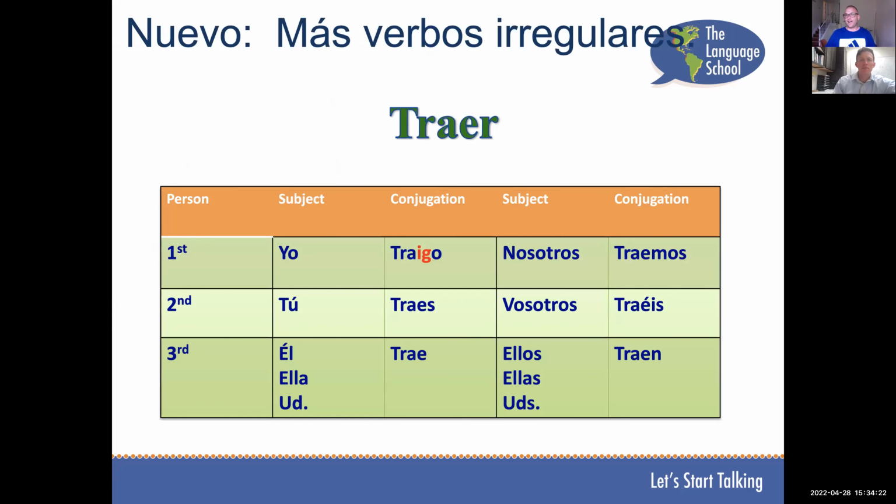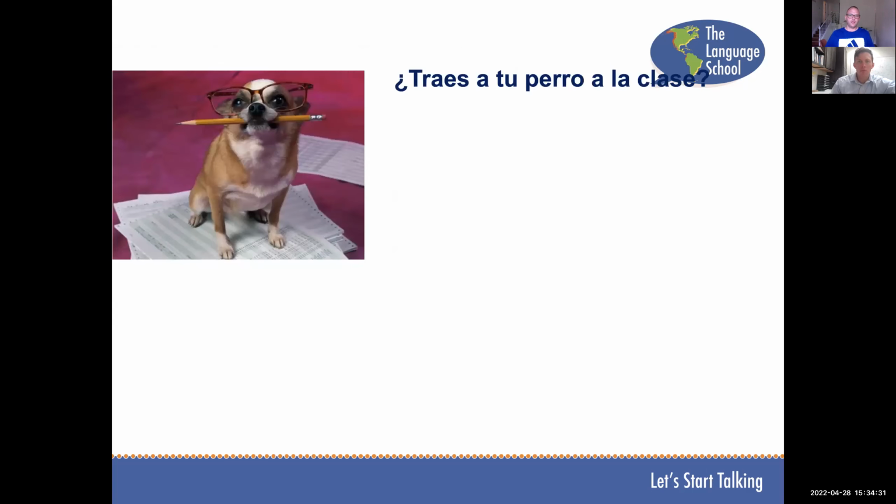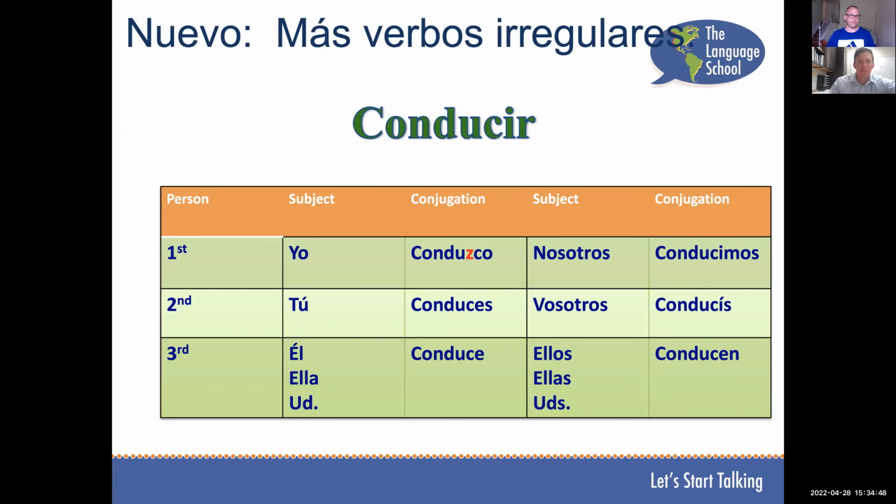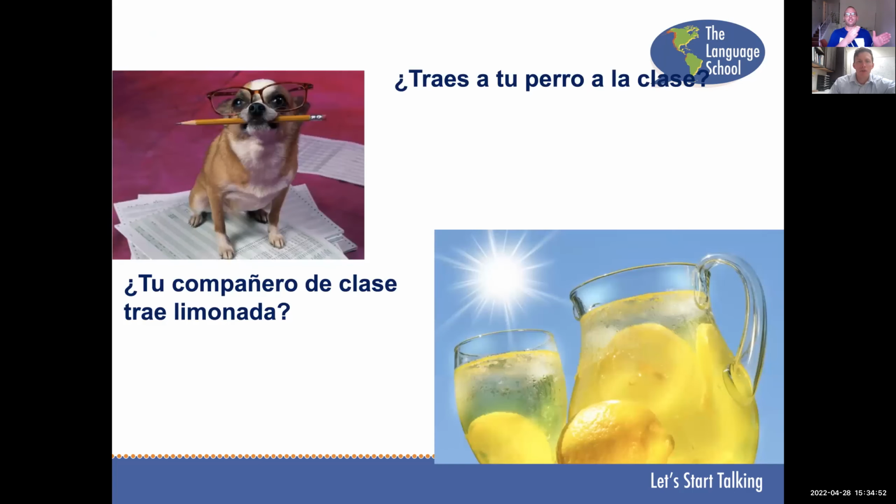Gotcha. Traer now, just first person, right? Yo traigo. After that, it's a regular verb. Tú traes, él trae, nosotros traemos, ellos traen. ¿Traes a tu perro a la clase? No traigo a mi perro a la clase. ¿Tu compañero de clase trae limonada? No trae limonada. Remember, for that one, you have to put a no at the beginning, right before the verb.